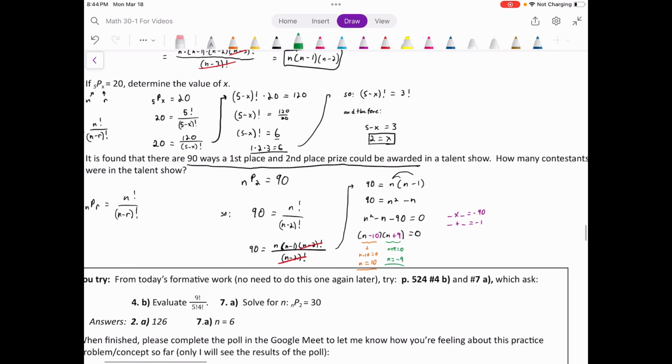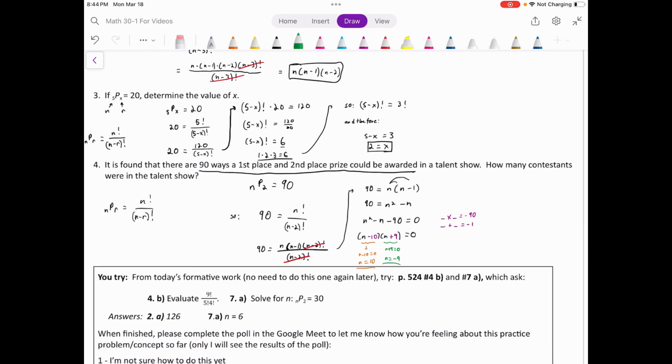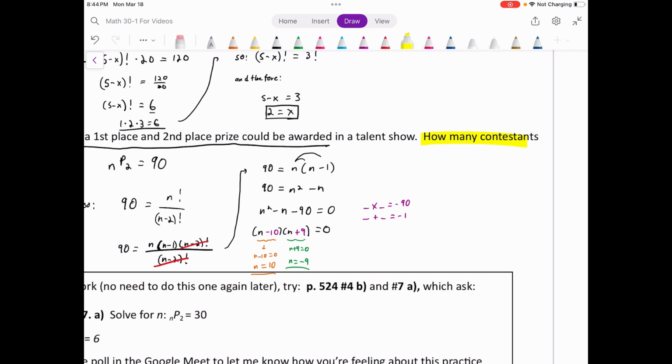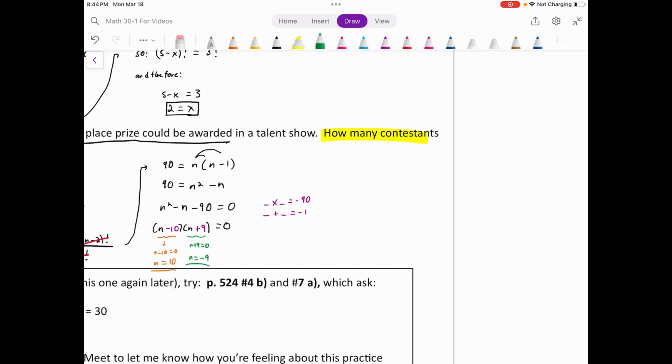Are both of these answers to the question we were asked, though? Because we were asked how many contestants were in the talent show. The quadratic equation that resulted does have two solutions, right? Both negative 9 and 10 do make this equation true. But does negative 9 make sense as the number of contestants? Could you have negative 9 contestants in a contest? No, right? So that is an extraneous solution. We can't have negative 9 contestants.